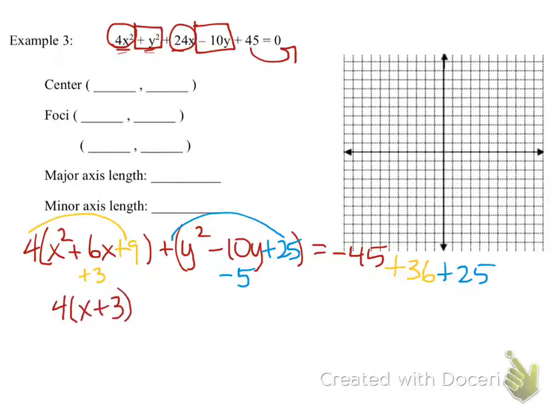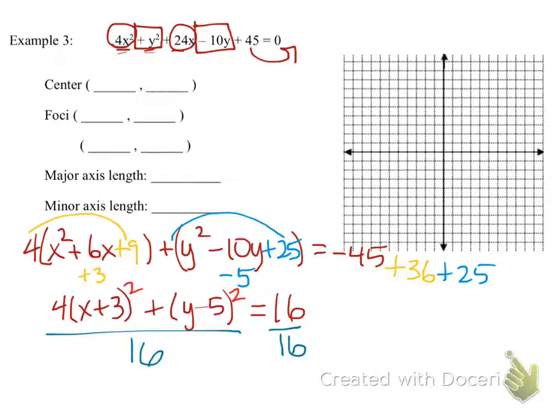So 4 times (x plus 3) squared, don't forget the squared, plus (y minus 5) squared, and again don't forget the squared. And I add all those things together on the other side, and they should add up to 16. So remember, it needs to be equal to 1, so I need to divide both sides by 16. So I'm going to divide 16 into both of those terms.